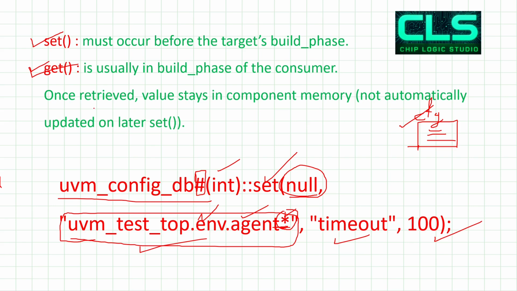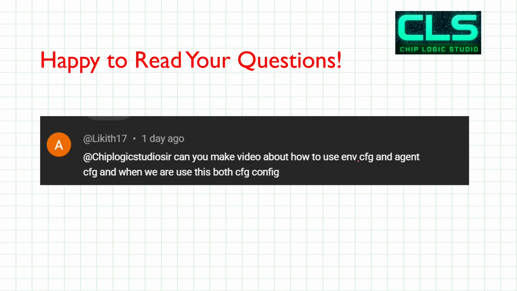Okay, now how to get this? So this is a simple syntax. You can understand syntax on any website, but the main thing is you can set this from any class, but you have to set null or the proper path of the hierarchy. So from set you can get to a lower hierarchy.